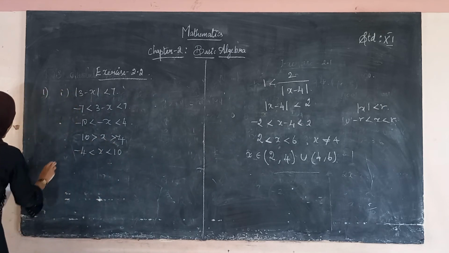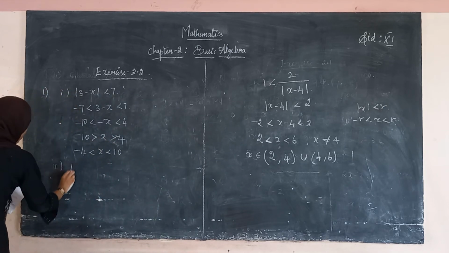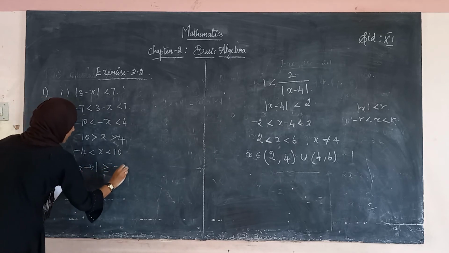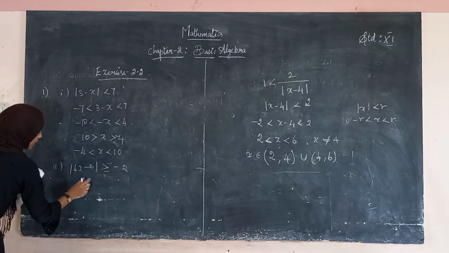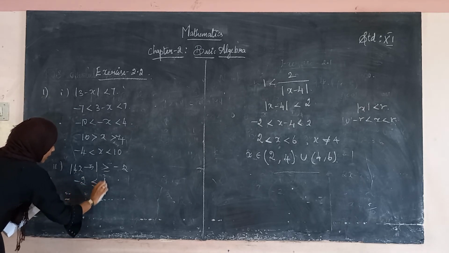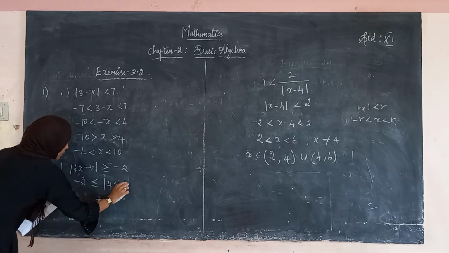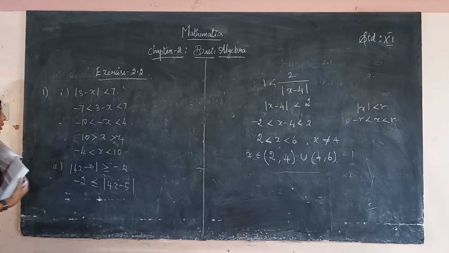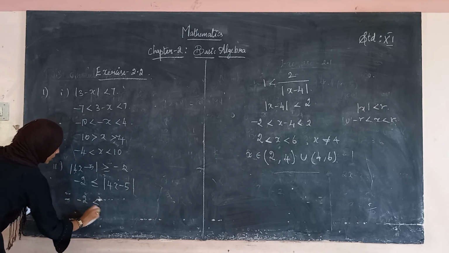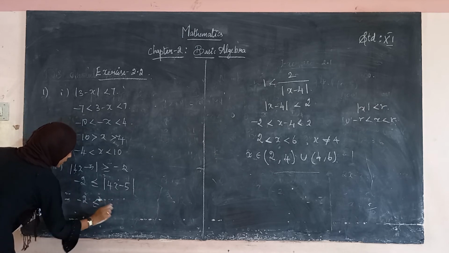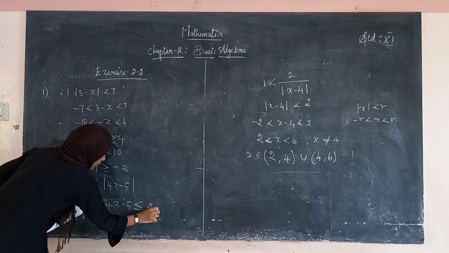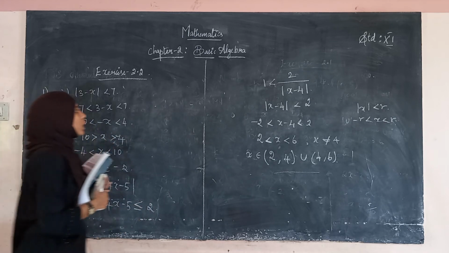This is the answer. Now this again, subdivision: modulus of 4x minus 5 greater than or equal to minus 2. So this can be written as minus 2 less than or equal to modulus of 4x minus 5. Right? Remove the modulus, what happens? Minus 2 less than or equal to 4x minus 5 less than or equal to 2. Now shall we solve this?